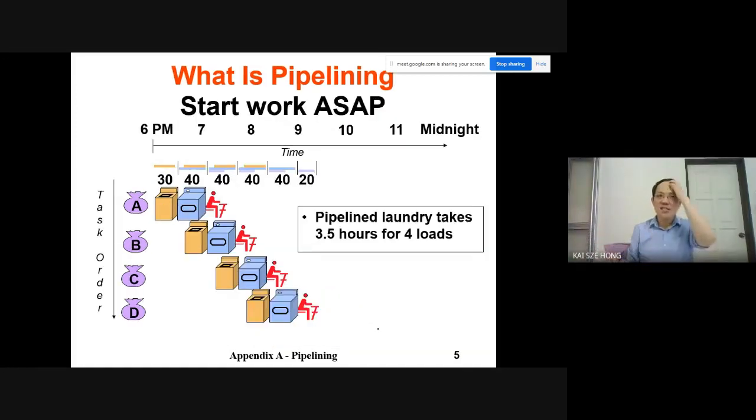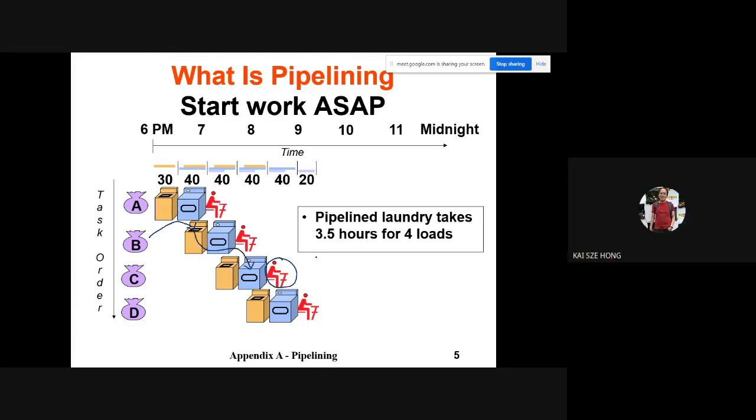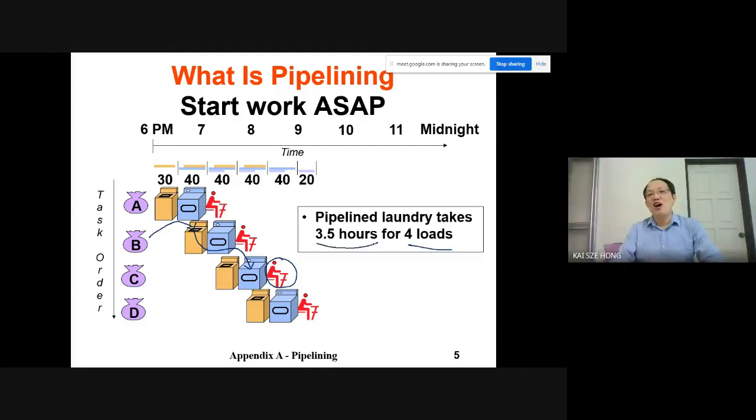Let's see here. Once Anna completes the first process, Brian can directly throw the clothes into the washing machine. After that, when Anna moves on to let the worker fold the clothes, Brian can take out the clothes and put them into the dryer, and so on. If they learn pipelining, they will be able to complete 4 loads in about 3.5 hours. So this is the meaning of pipelining.